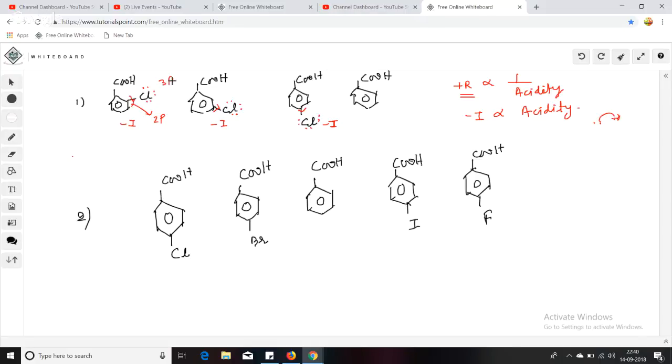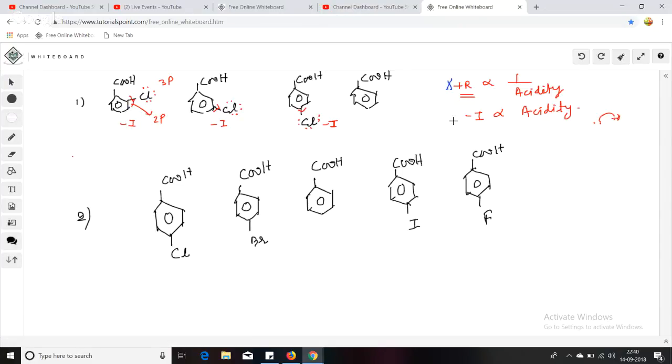So since we have 3p and 2p, two different orbitals, right? The 3p orbital is bigger in size than the 2p orbital. So in this case, the transfer of electron from chlorine to the 2p orbital of carbon is not possible. Basically, because of this, this plus R effect is not possible in all these examples. Okay, plus R effect is not possible.